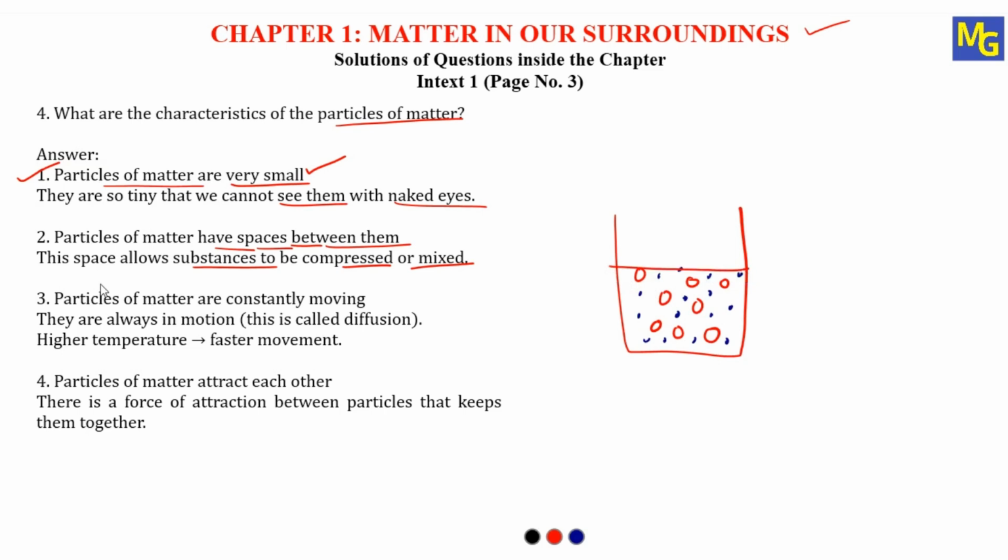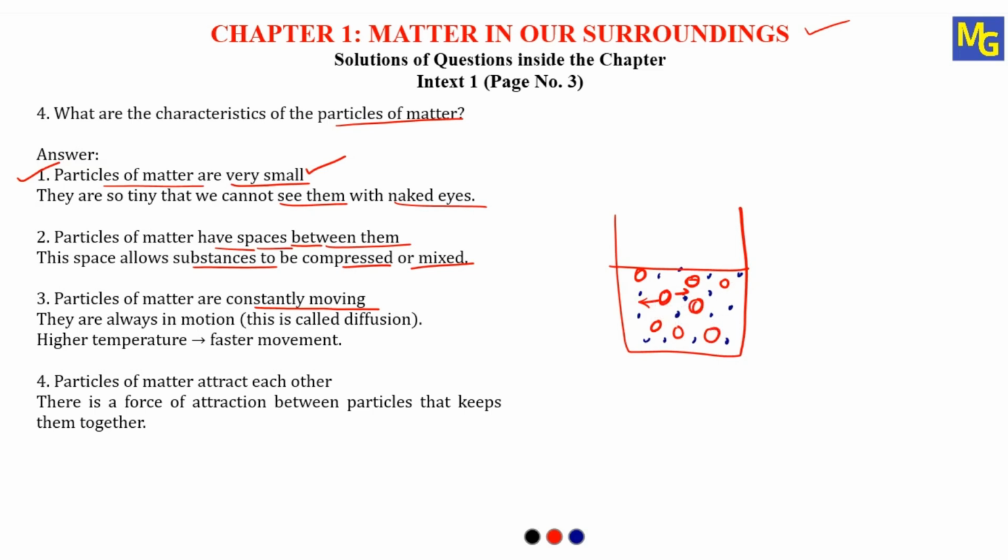Third characteristic, particles of matter are constantly moving. Remember, because they have space between the particles, these particles will be continuously moving. But it is different in different states. In solid, the movement is very, very less. In liquid, the movement is high because the space increases. In gases, this movement is very, very high because the space is high.